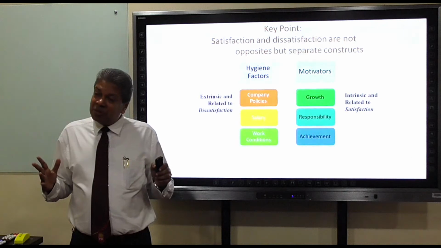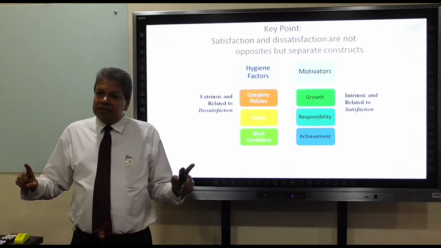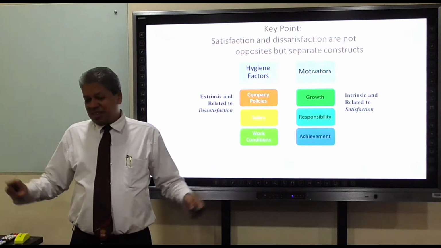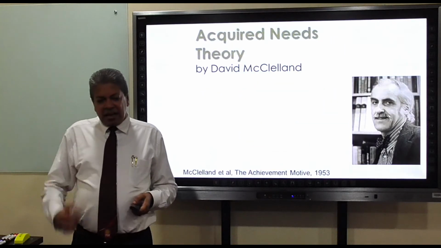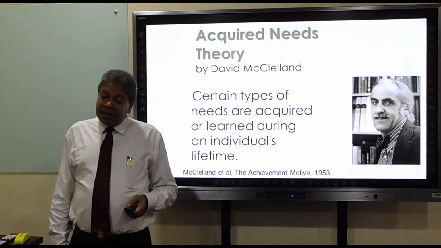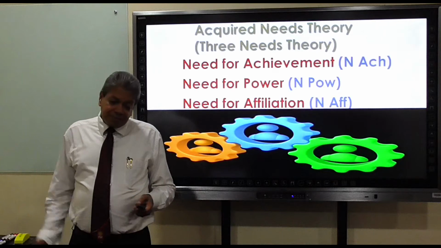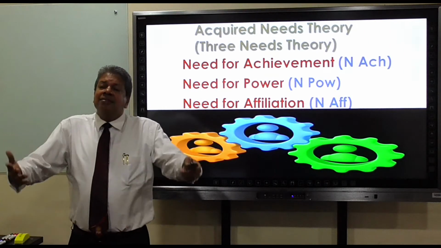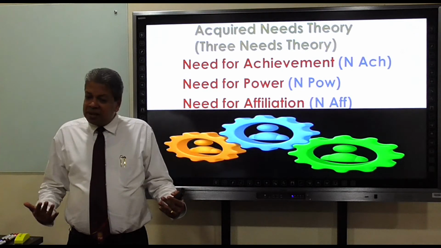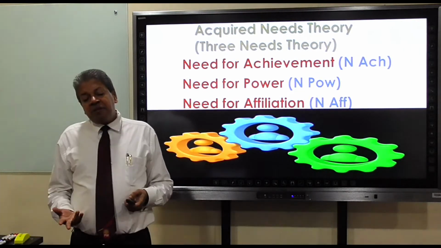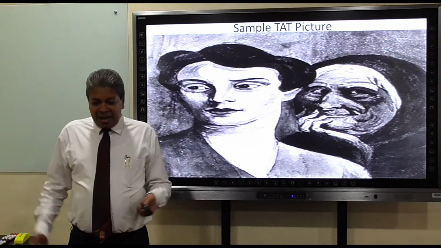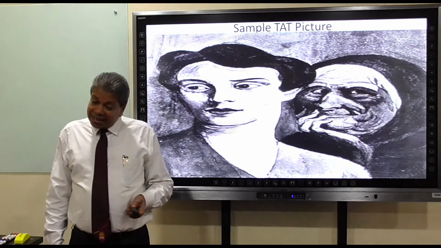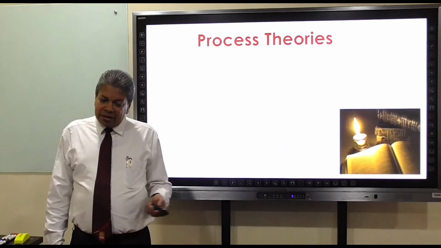So that's the thing you need to keep in mind. Hygiene factors and motivators are not opposites but separate constructs. And then we look at acquired needs theory by David McClelland. So we look at nAch, nPow and nAff, three different ones. So someone has an inclination or a dominance, either need for achievement, need for power, or need for affiliation. Then we had a TAT, thematic apperception test, to identify the different needs.